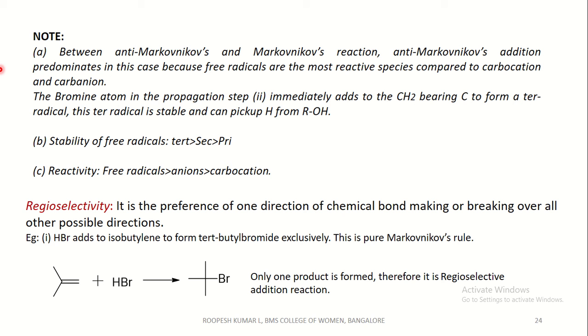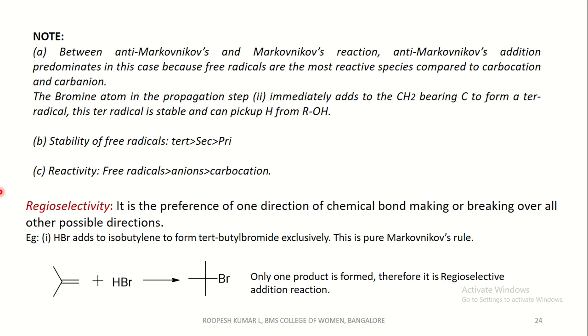The next one, stability of free radicals, that is, a tertiary free radical is more stable than a secondary free radical, which is more stable than primary. Reactivity: free radicals are very much reactive compared to a carbanion, which is more reactive than a carbocation. That is, a free radical is a highly reactive species, whereas a carbocation is a much less reactive species.